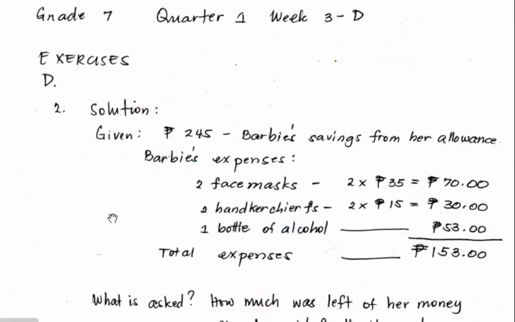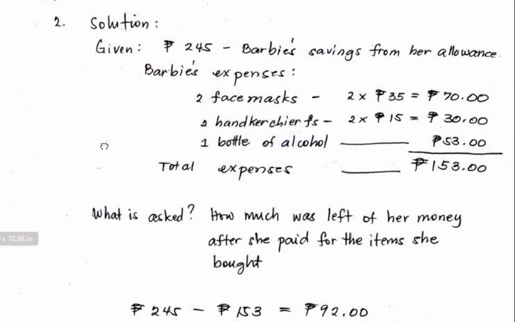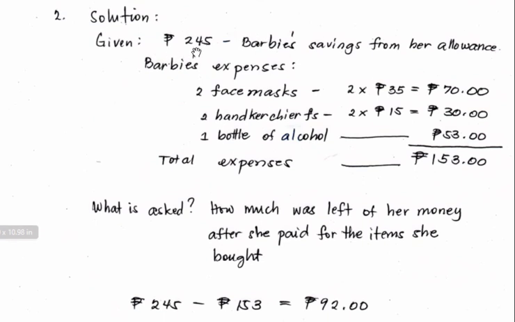For the solution, what are the givens? We have 245, that's Barbie's savings from her allowance. Then Barbie's expenses are the following. 2 face masks cost 35 pesos each, that's 2 times 35, so it's 70 pesos. Then 2 handkerchiefs at 15 pesos each, so that's 30 pesos.